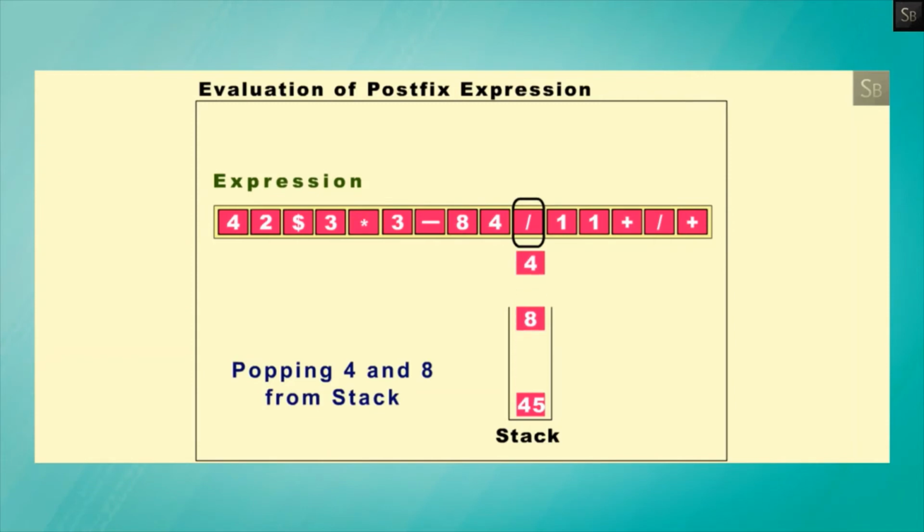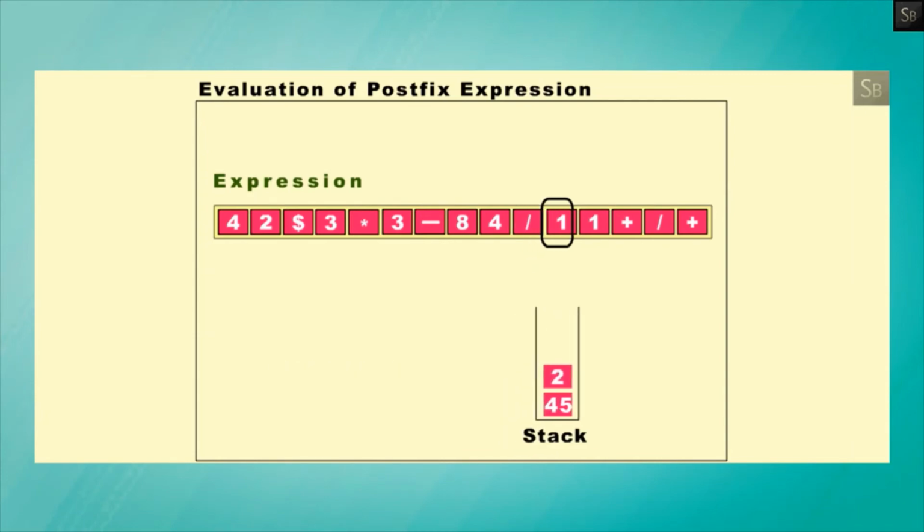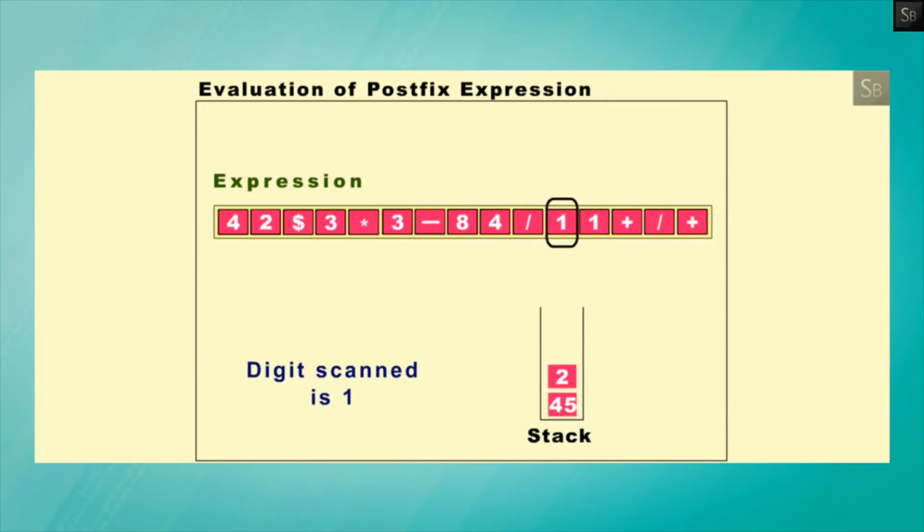Again we are going to scan the next input character from the postfix expression, which is 1. As 1 is an operand, it should be pushed onto the top of the stack. Next we scan the next input character from the postfix expression. Again this is an operand 1, and this should be pushed onto the top of the stack.